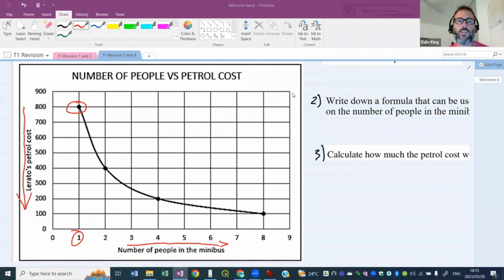All right, good stuff, Avi. Well done. Okay, so we understand the relationship now. Let's have a look at the questions. All right, so I'm going to move to the side here quickly. We'll come back to the graph.